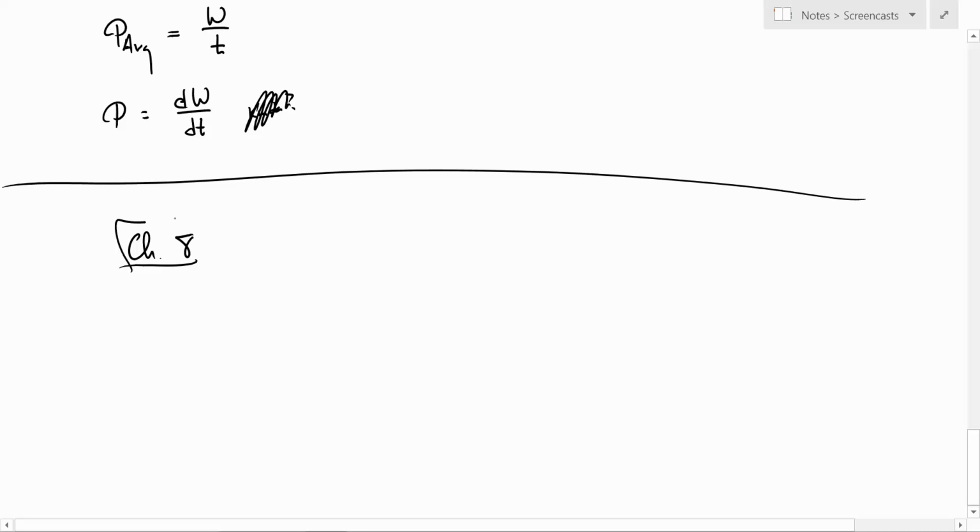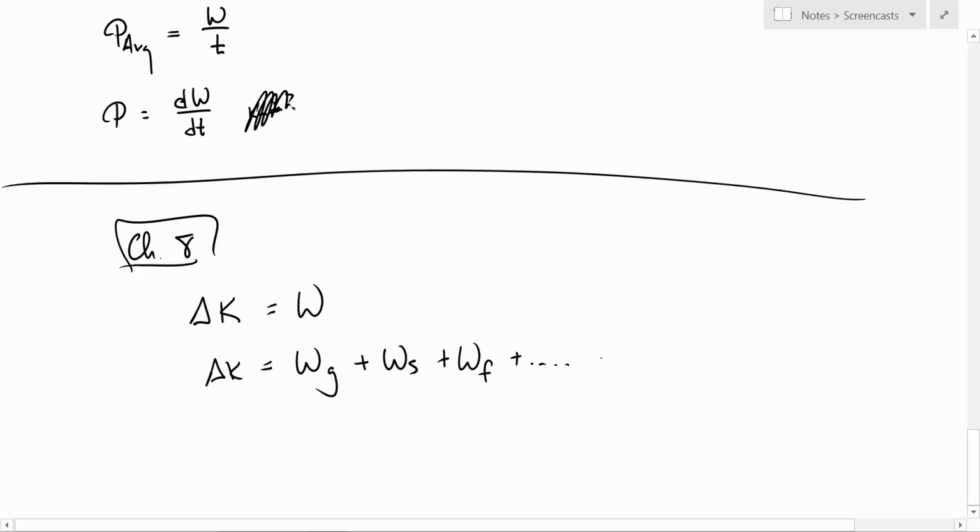Lastly, we get to the bit of chapter 8, which is important. In chapter 7, we were saying that the change in kinetic energy was equal to the work, and we could say that the work came from such sources maybe as gravity, as some spring force. Maybe there's some work done by friction. Who knows what other things.